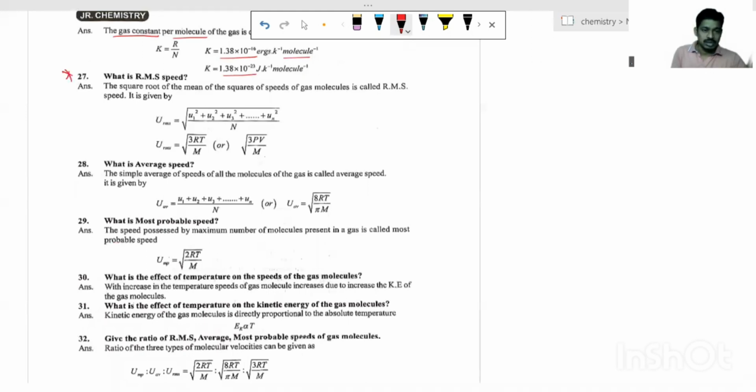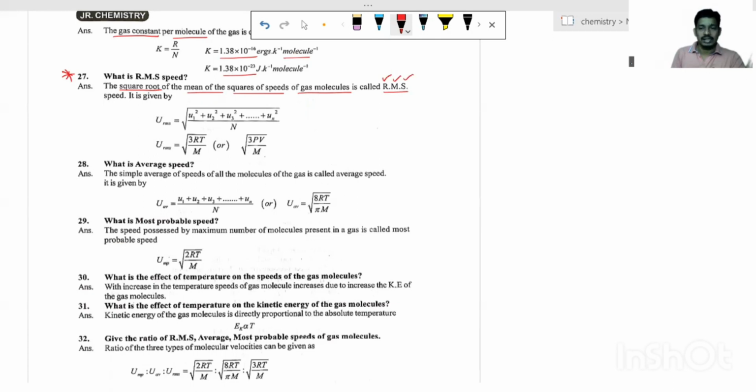Next, molecular velocities. What is RMS velocity or speed? The square root of the mean of the squares of the speeds of gas molecules is called RMS, root mean square velocity or speed. It is represented by u_rms, which is equal to the square root of (u1 squared plus u2 squared plus u3 squared and so on up to uN squared) divided by capital N. N is nothing but the total number of gas molecules.